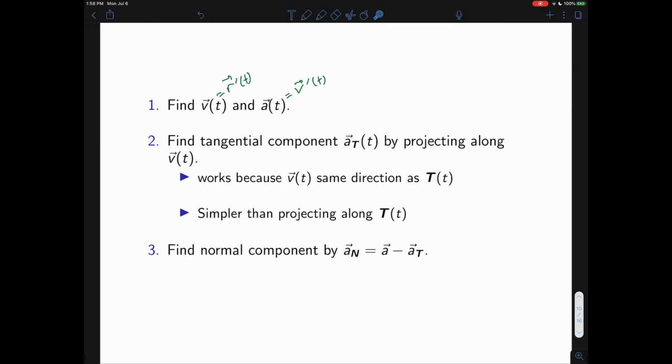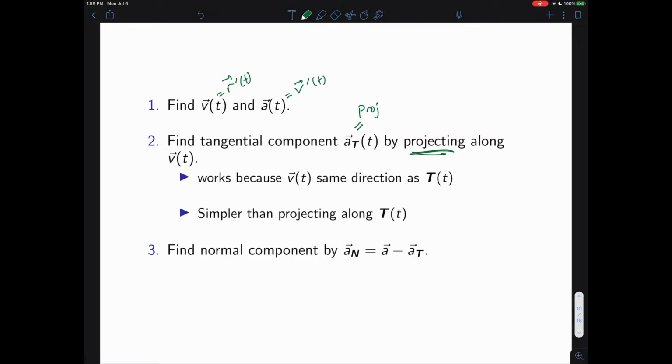We have presented this as projecting along the tangential vector T of t, but it works to use v of t instead because they're in the same direction, and the projecting in that direction just depends on the direction. It doesn't depend on how long the vector is. It doesn't make a difference. And projecting along v of t is just simpler than projecting along T of t because you save a step of dividing by the length.